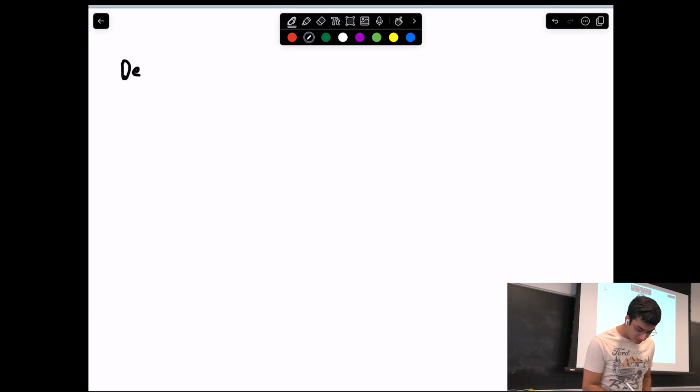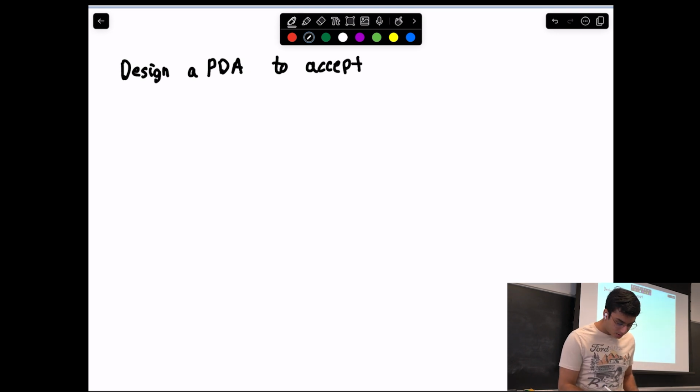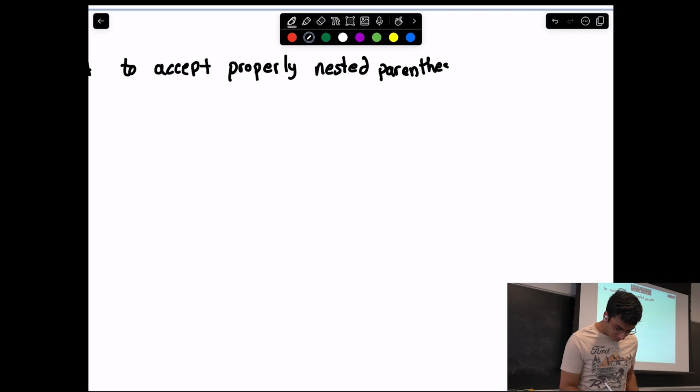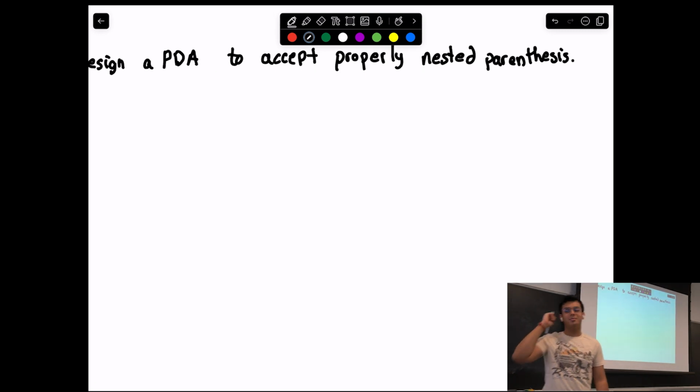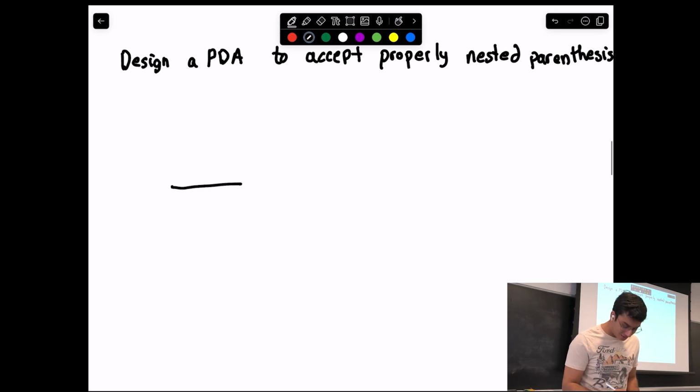Let's design a PDA to accept properly nested parentheses. It is a LeetCode problem, sure. So how would you solve this problem using LeetCode? What data structure would you use? A stack. And what does a PDA have? A stack. So naturally it follows that you should be able to do this, hopefully.